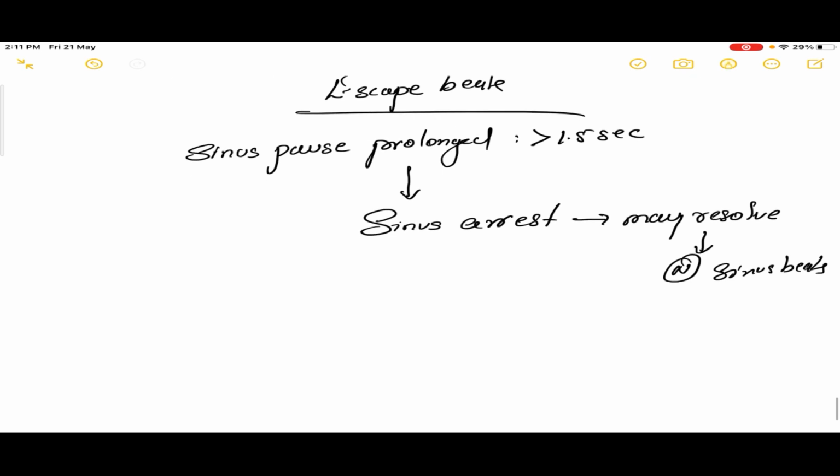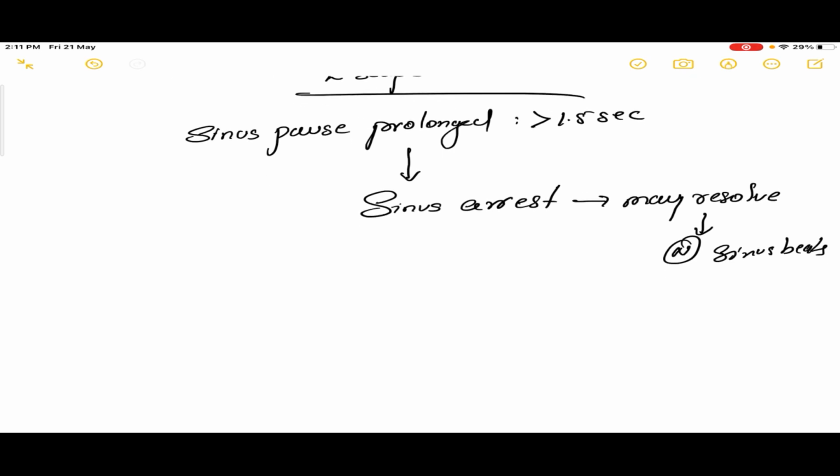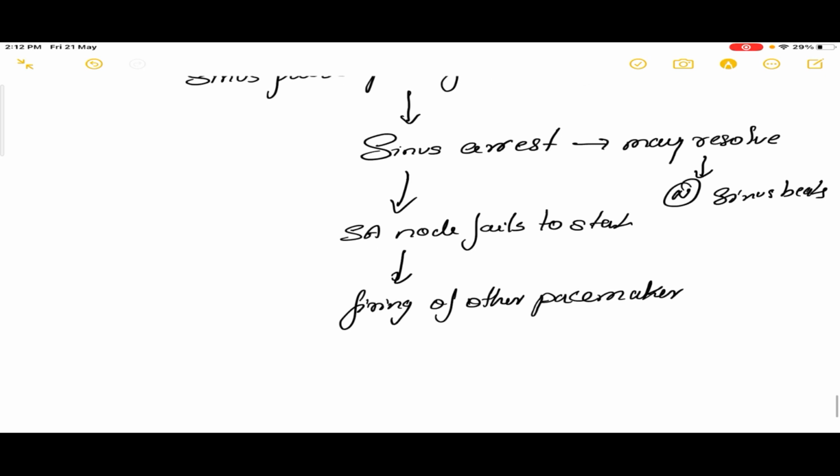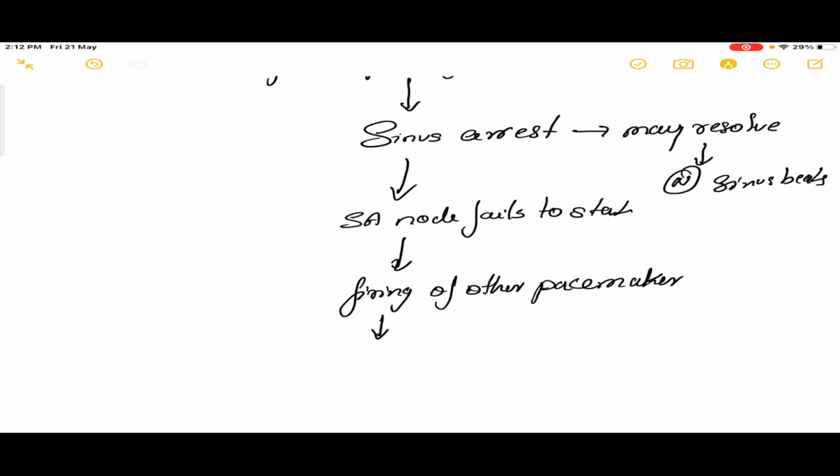If this sinus arrest is not resolved, and the SA node fails to start, then there is firing of other pacemakers, that is atria, node or ventricles. Atria, node or ventricles can fire again, forming escape beats.